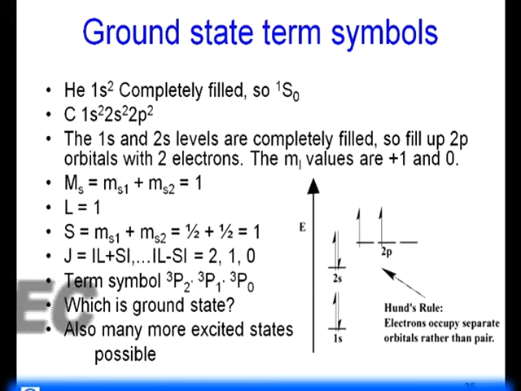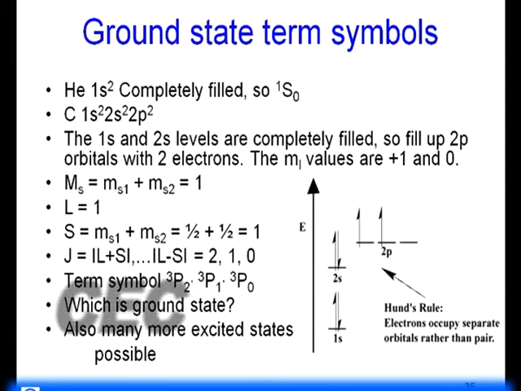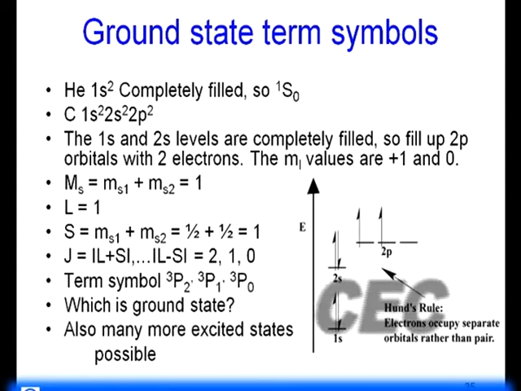The S value was equal to 1, so the spin multiplicity was equal to 3. But we have got 3 values of the J value, that means we can write down 3P2, 3P1 and 3P0. Now how do we decide which is the ground state? Again, Hund's rule comes to our rescue. It tells us which one to assign as the ground state, because they are not degenerate. One of them will have lower energy and the rest will have higher energy.